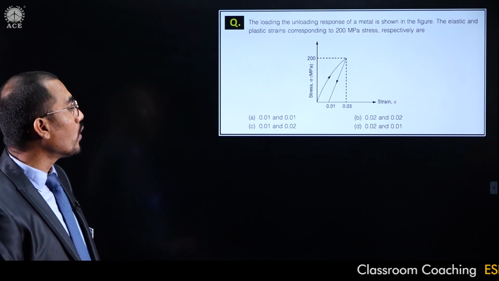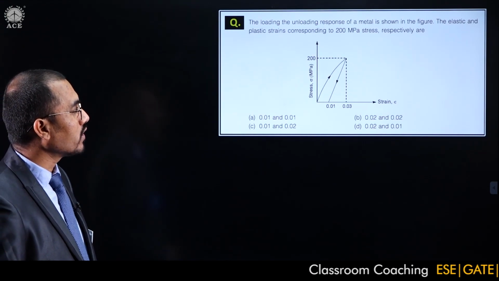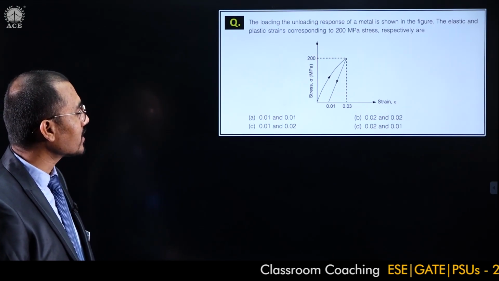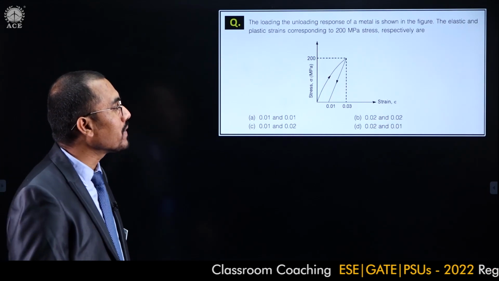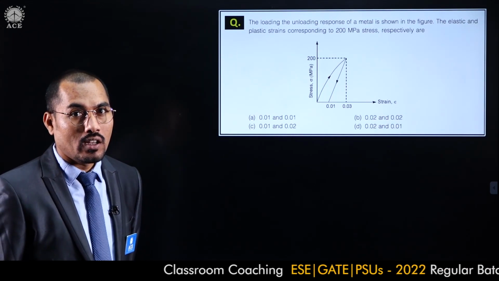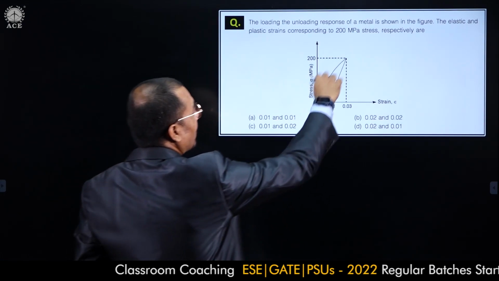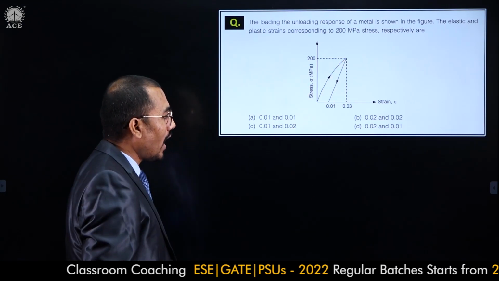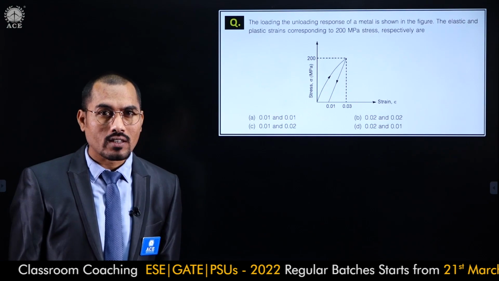So, the question is: the loading and the unloading response of the metal is shown in the figure. The elastic and the plastic strains corresponding to 200 MPa stress, respectively, are? And this is the loading curve given, this is the unloading curve, right? Fine. And the options are given in the problem.